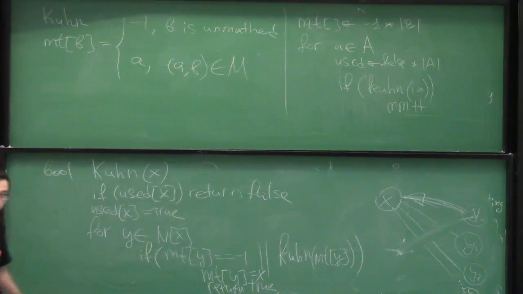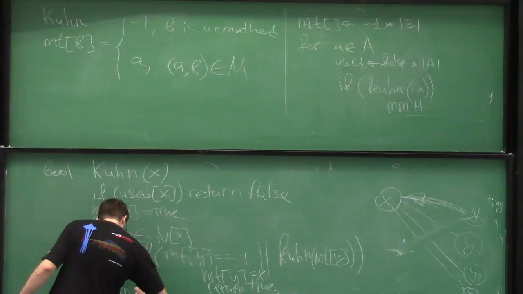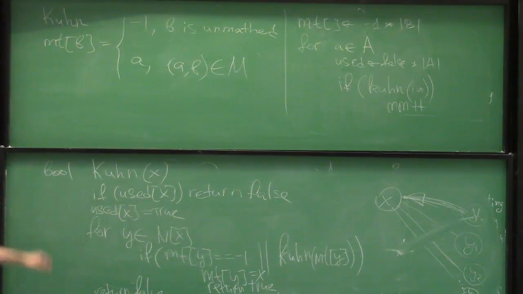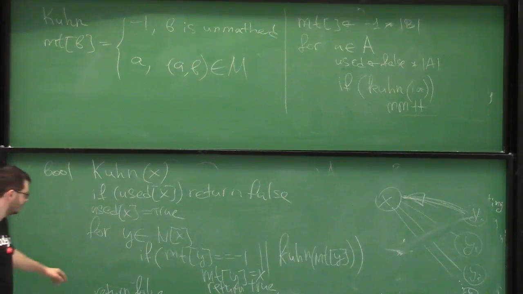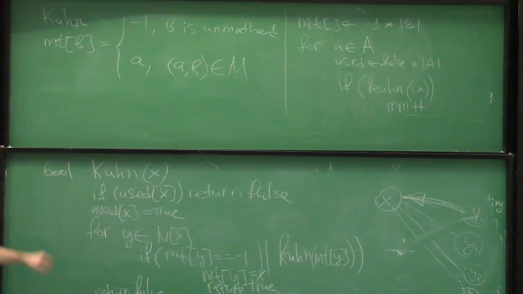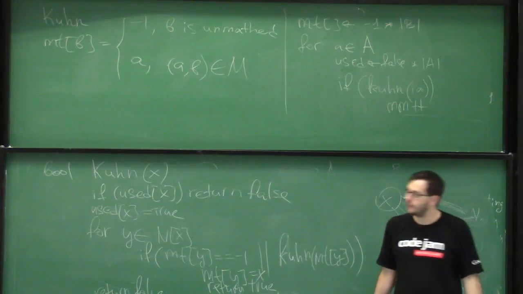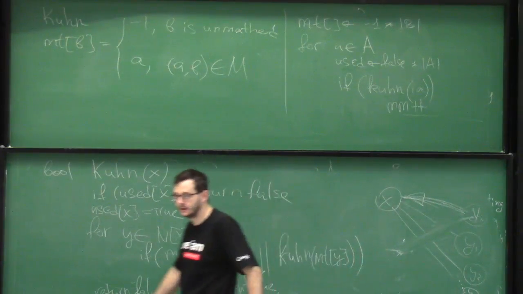And after the cycle, return false if we did not find an augmenting path. And that's the complete code to try to find an augmenting path from vertex x.